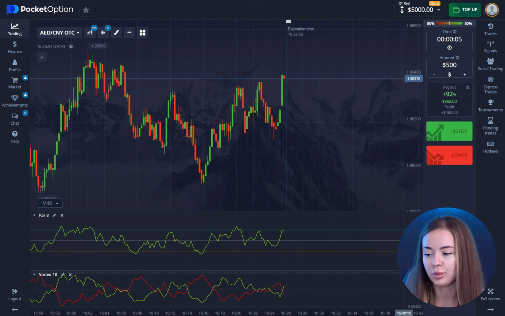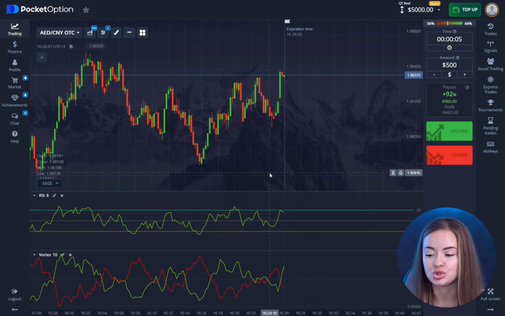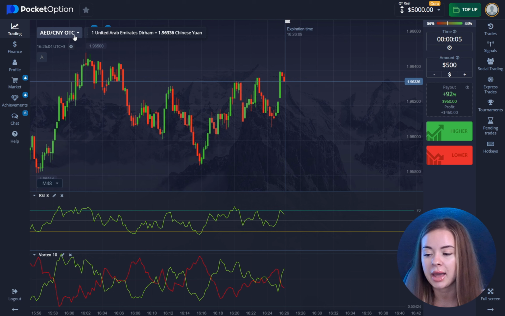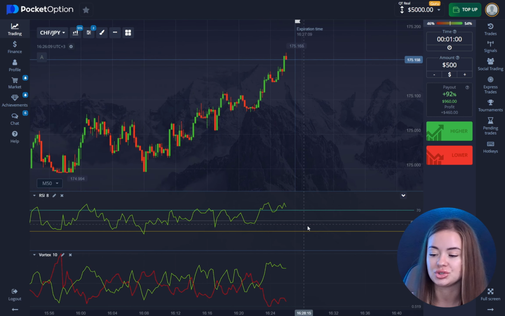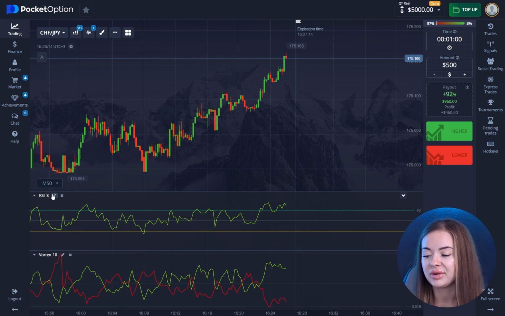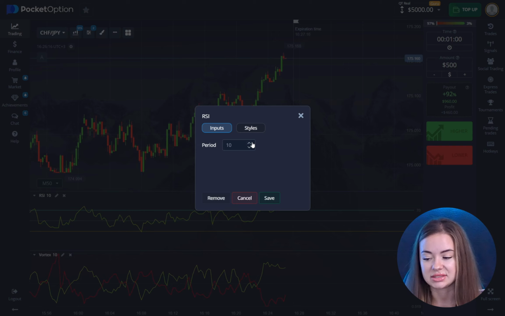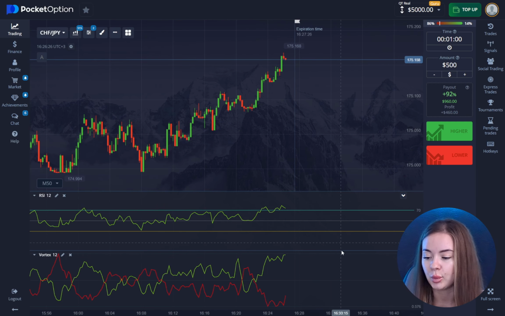Let's get started. To begin, I go to Pocket Option, where I already have both Vortex and RSI indicators enabled. Now we need to choose a currency pair with a high payout percentage. Today it will be the Swiss franc to Japanese yen with a 92% payout. Briefly about the indicator settings. I set the RSI period to 12 and the Vortex period to 12 as well.